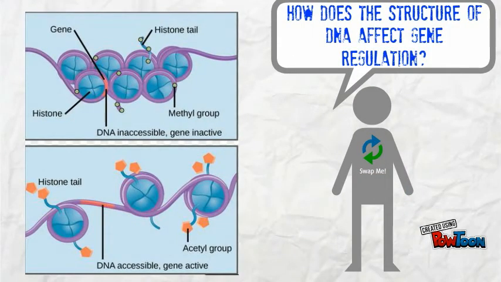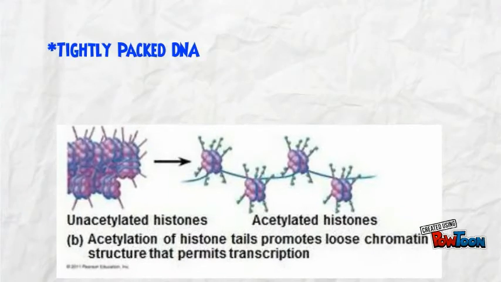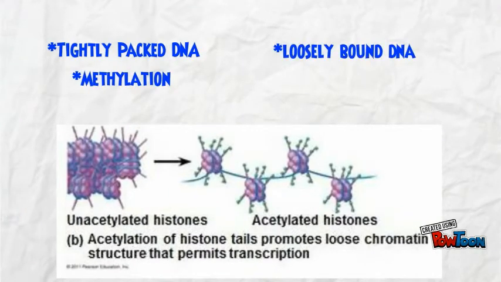How does the structure of DNA affect gene regulation? Tightly packed DNA does not get expressed while loosely bound DNA does. This is due to methylation and acetylation. Gene regulation is what controls which genes are expressed and which ones are not. Methylation is when the genes are not being transcribed, and acetylation is when genes are being transcribed.